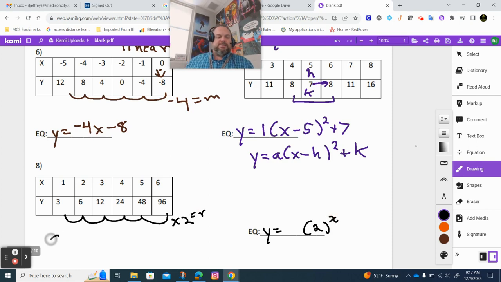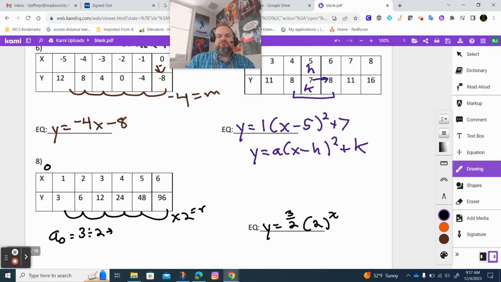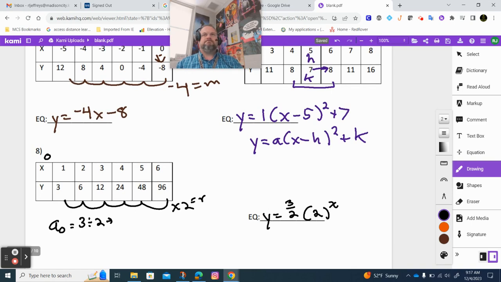Now, to find our a sub 0, does it really tell us when x is 0? No. So we've got to take 3 and divide it by 2, which is 1.5 or 3 over 2. And there's our answer. It's almost like that one was set up to help us with maybe the next section. How would you know? You might have a question.